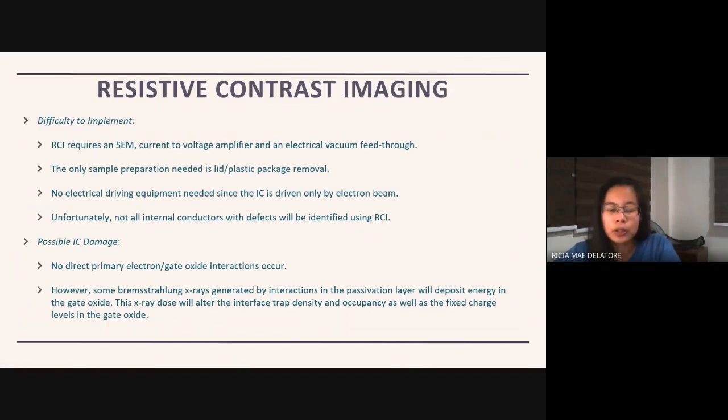Same with EBIC, there's no physical primary damage, and no direct primary electron gate oxide interactions occur. However, some bremsstrahlung X-rays generated by interactions in the passivation layer will deposit energy in the gate oxide. This X-ray dose will alter the interface trap density and occupancy as well as the fixed charge levels in the gate oxide.